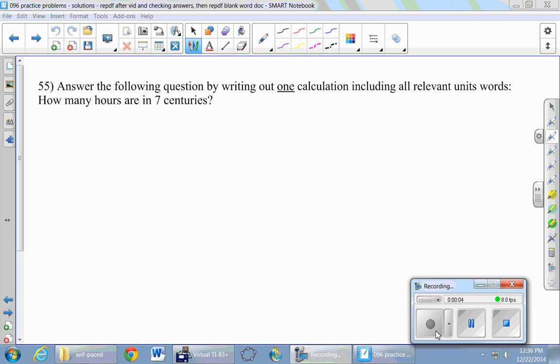Answer the following question by writing out one calculation, including all relevant unit words. How many hours are in 7 centuries? So we'll begin with the number that's given to us. So we know we have 7 centuries at the start.